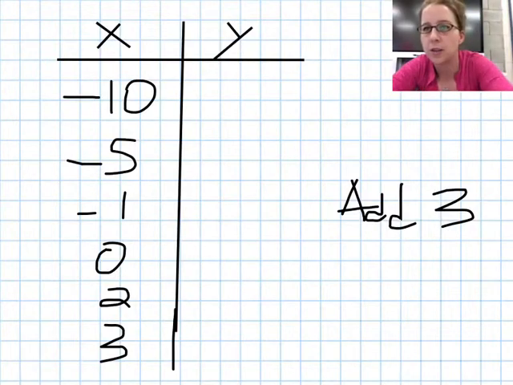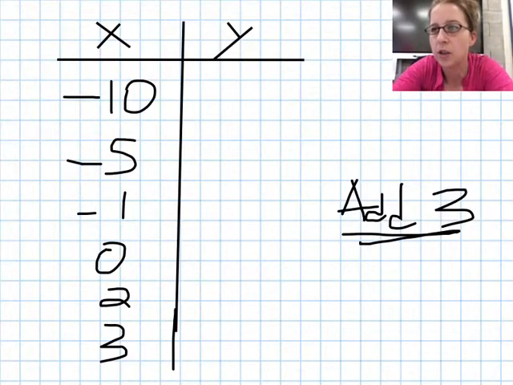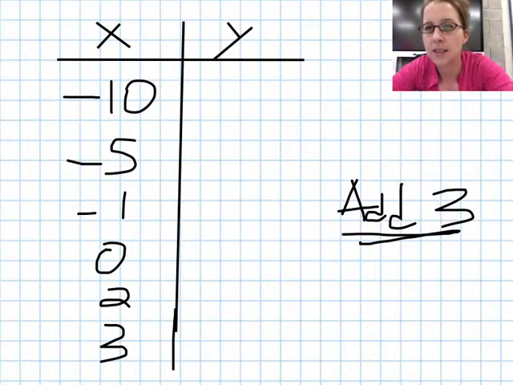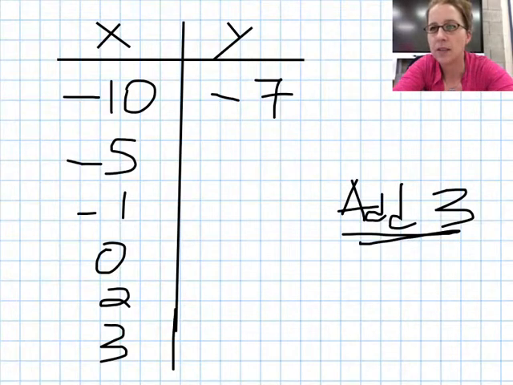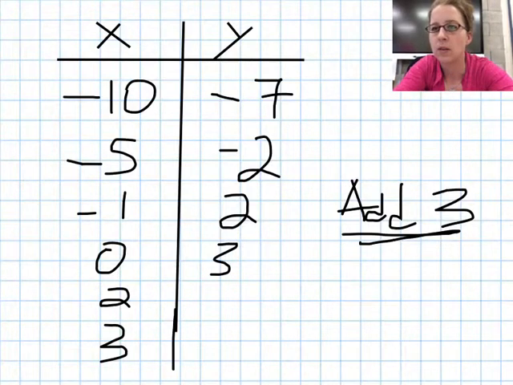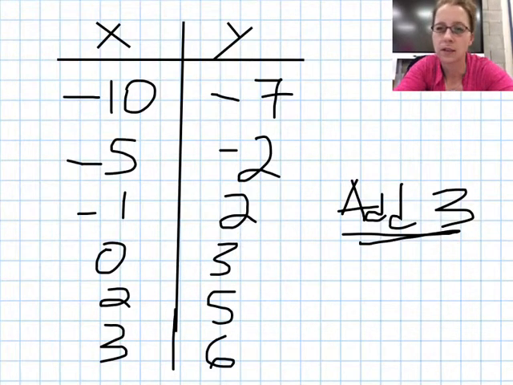Now for the first few questions, they're going to tell you specifically what they want you to do to x. In this case, they want you to add 3. So -10 add 3 is going to give you -7. -5 add 3 is going to give you -2. -1 add 3 is going to be 2. 0 add 3 is 3. 2 add 3 is 5. 3 add 3 is 6.